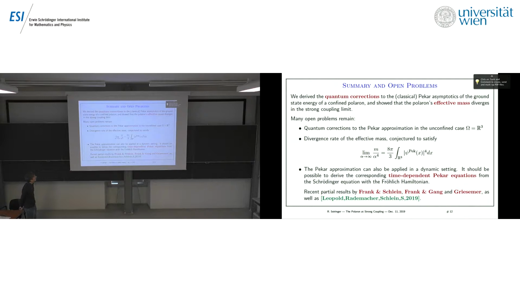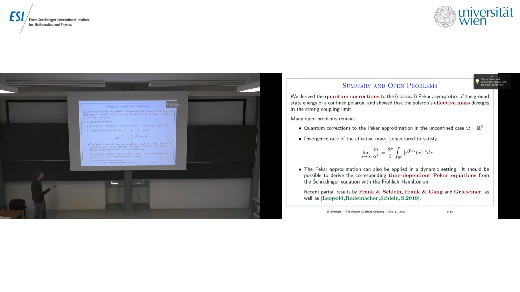Quick summary. What I talked about was, on the one hand, quantum corrections to the classical Pekar approximation of the Fröhlich polaron as far as the ground state energy is concerned, and the divergence of the effective mass of this electron of the polaron in the strong coupling limit. Okay, open problems I already mentioned, so let me not even go through this.